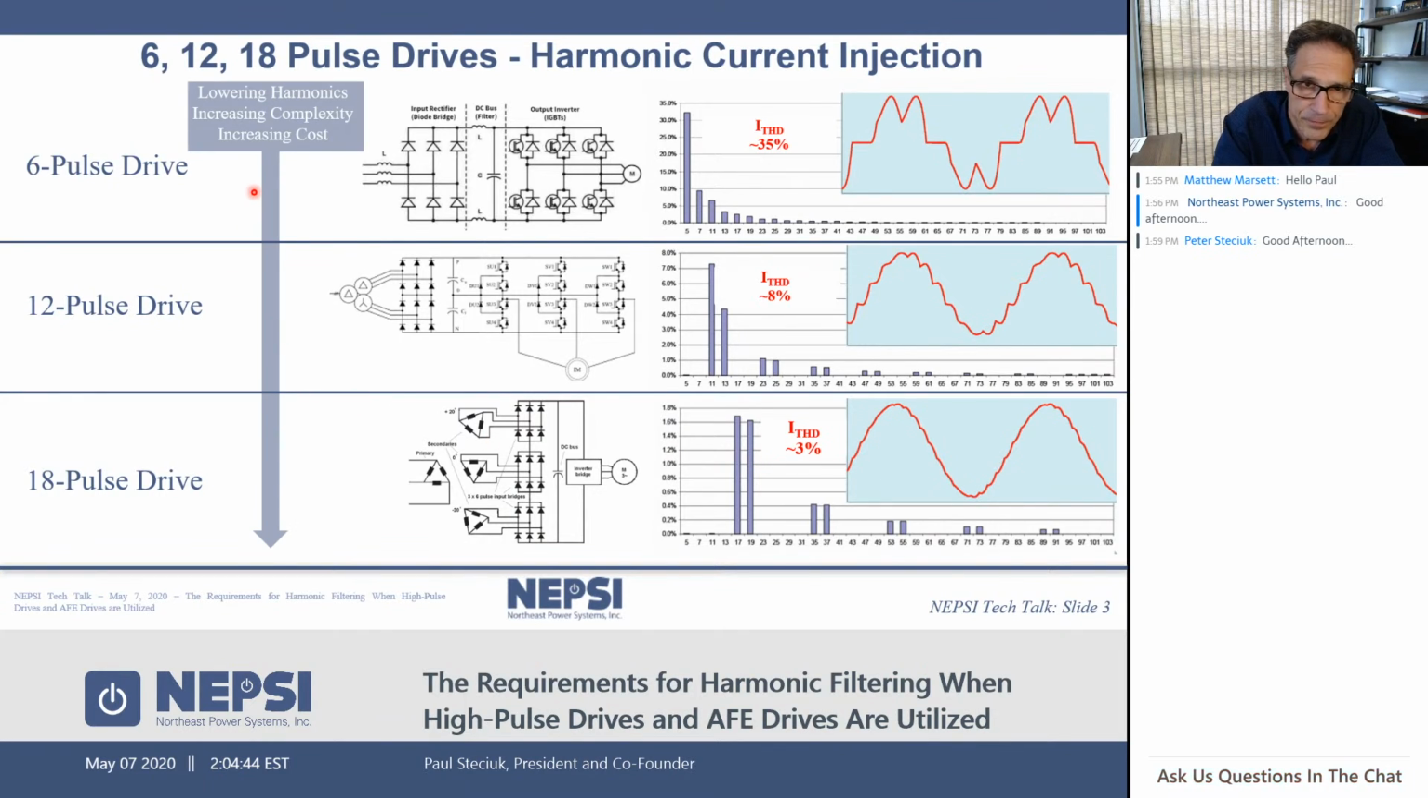These drives, as you go up in pulse number, you also go up in cost and in complexity. And that's something to always think about as you're applying drives, is that if you go to 12 pulse or to 18 pulse, you're going up in complexity and also in cost. And this type of drive, unlike the AFE drive, can have a poor power factor. So also it's something to think about. A standard 6, 12, and 18 pulse drive typically has a worse power factor than an active front-end drive.